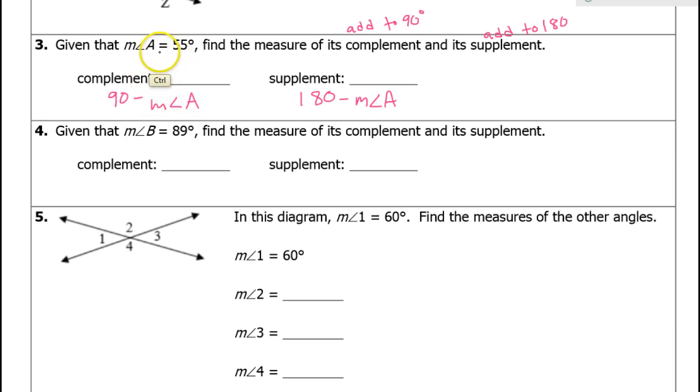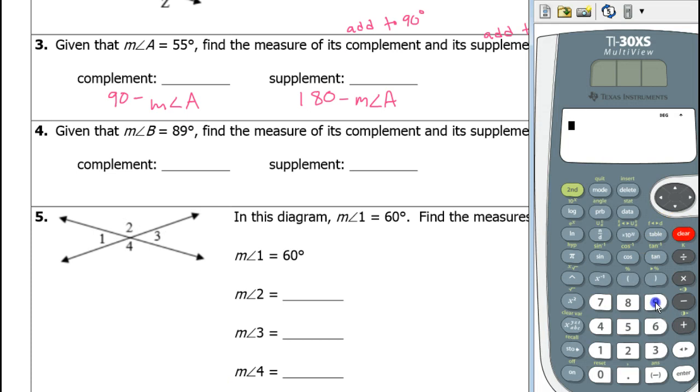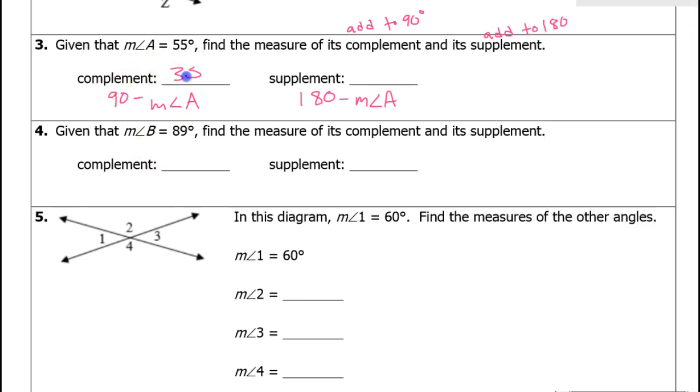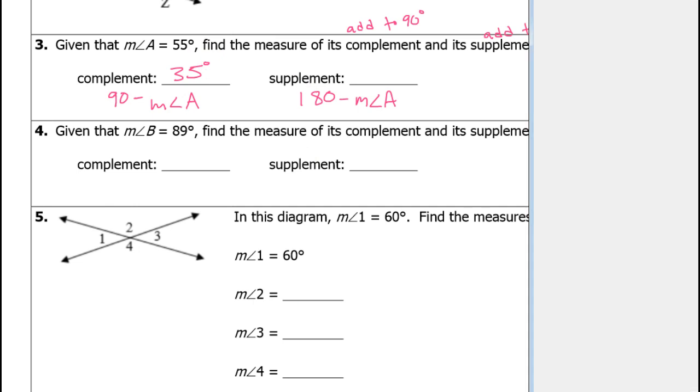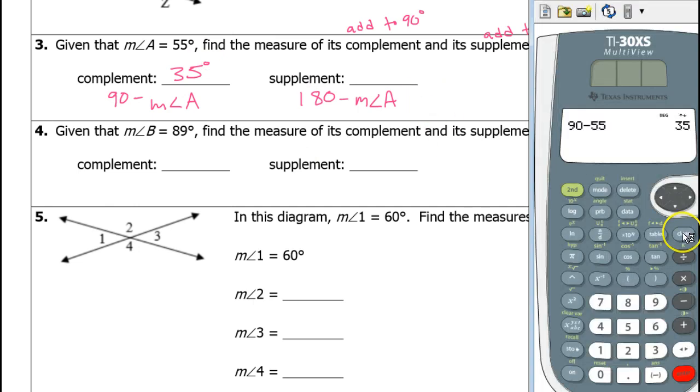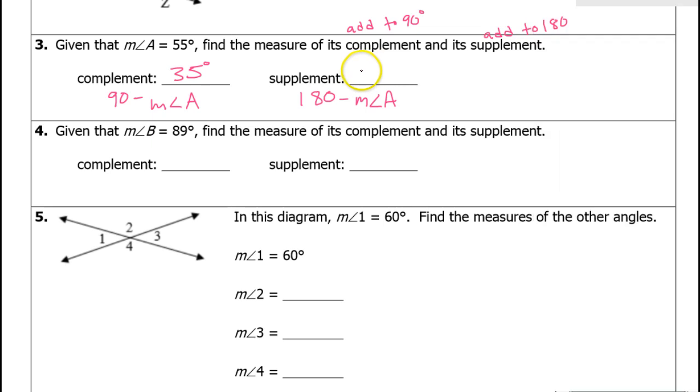Okay, so I have 55 degrees, so of course if I do 90 minus 55, that's going to give me the complement, which is 35. On the other hand, if I want to do the supplement, I need to do 180 minus 55. So that's 125.